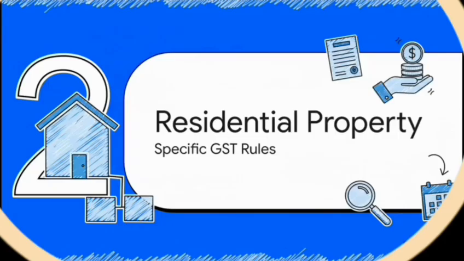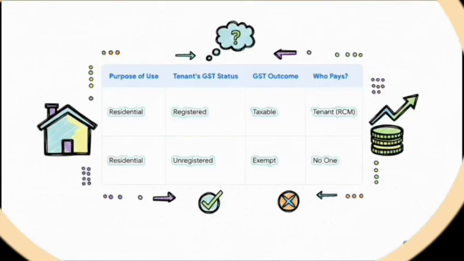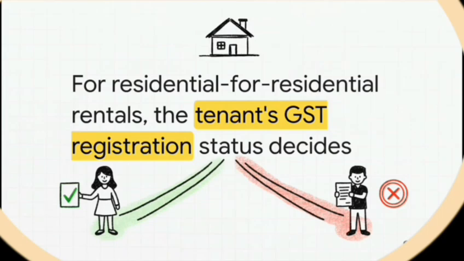Let's start with residential property. So what happens when your company rents out, say, a staff apartment or a house for someone to actually live in? Okay, there are basically two ways this can go. Path number one, your tenant is registered for GST. In that case, the rent is taxable, but here's the twist. The tenant is the one who pays the GST, using that reverse charge we just talked about. Now, path number two, your tenant is not registered for GST. Well, then the whole thing is exempt. That's right, no GST for anyone. Easy. So the big takeaway here, when you're renting a residential place for someone to live in, it all comes down to one thing, your tenant's GST registration status. That one little detail decides everything.